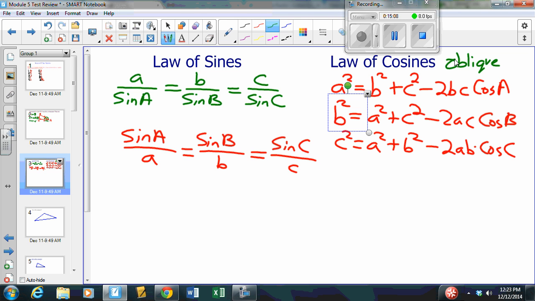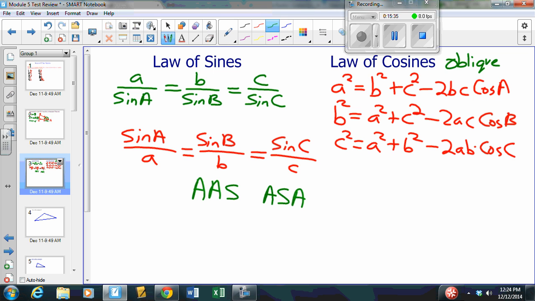When it's an oblique triangle. That means a non-right triangle. But how do we know if we use the law of sines or the law of cosines when it's a non-right triangle? The answer is, if you know two angles and a side of a triangle, such as angle, angle, side, or angle, side, angle, you're going to use the law of sines.